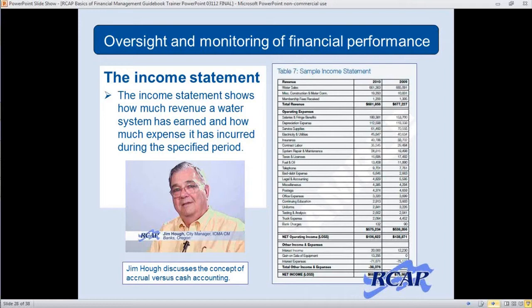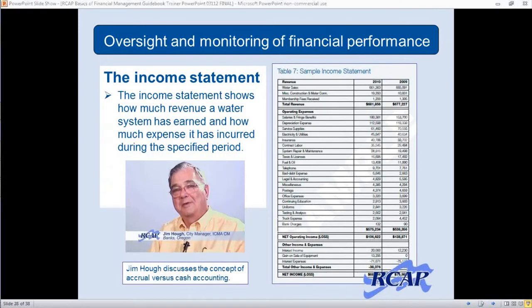Take a look at your debt service, your operating rates, and there is a ratio between the debt service that you have and the health and vitality, if you will, of the water system in itself. So with that, I'll turn this over to Jim.